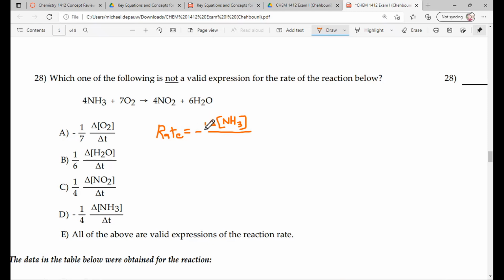And I'm also going to have to do a fraction of the coefficient. So I have negative 1/4 the change in concentration of the reactant NH3 over time. Or I could have negative 1/7 the change in concentration of O2 over time.